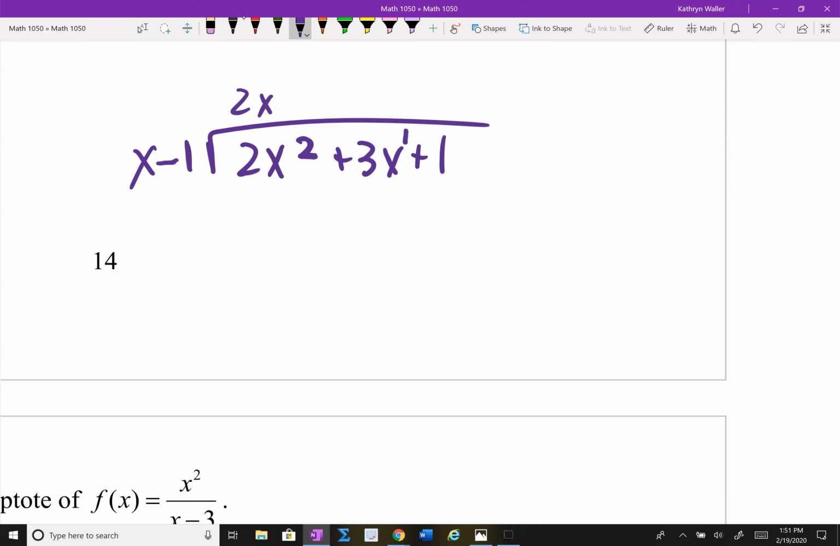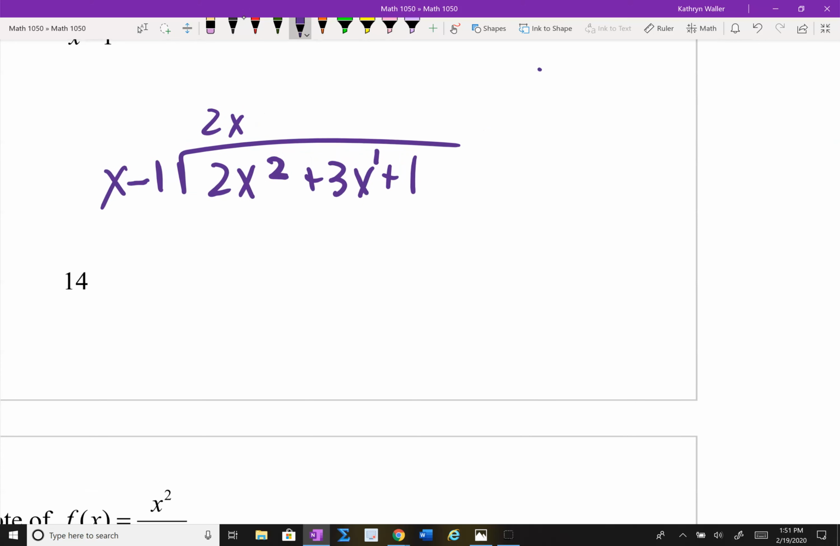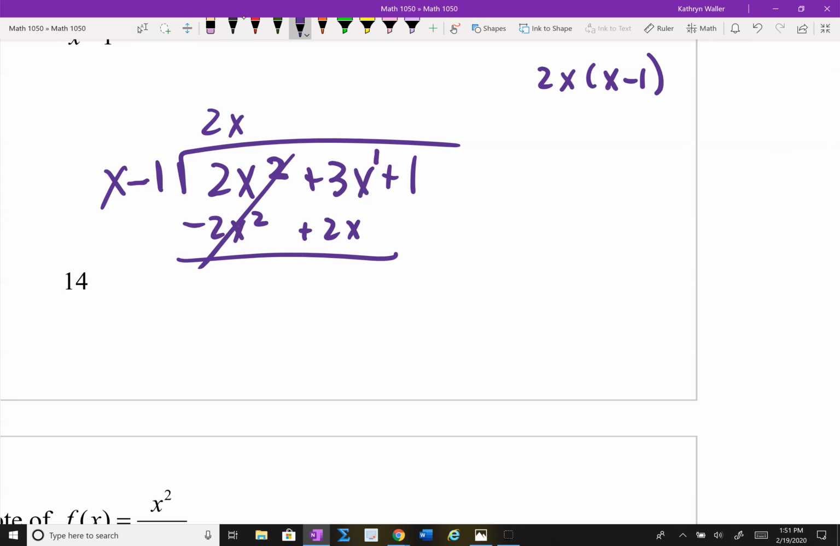Here's where people get confused. Look what you're going to do. You're going to take your 2x and distribute it across x minus 1. So 2x times x is 2x squared. 2x times a negative 1 is a negative 2x. Tell me what to do now, everybody. You subtract, which means change the signs. Yes. So these are negative, that's a positive. The first terms will always cancel if you did it right.